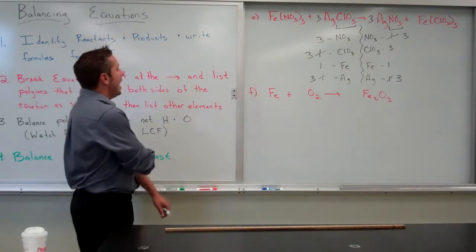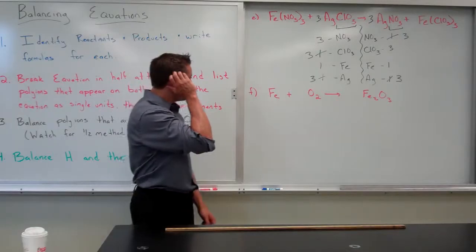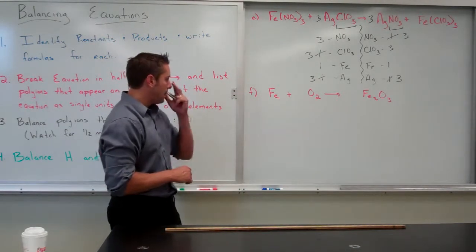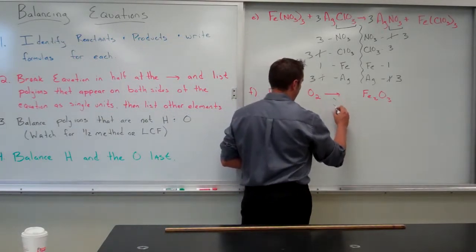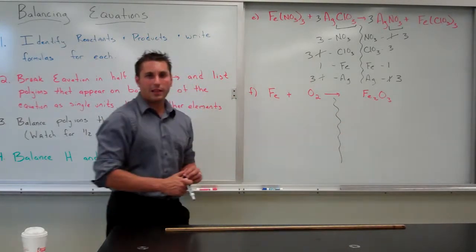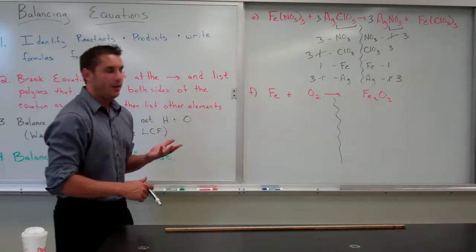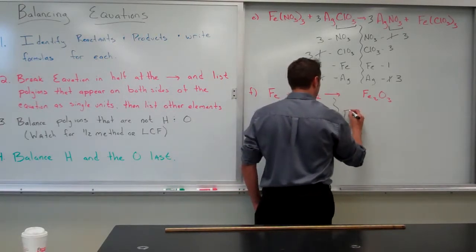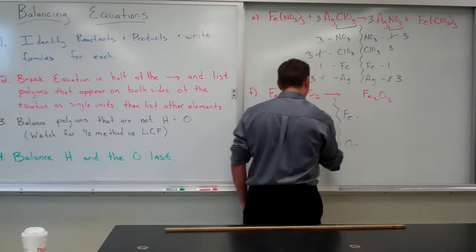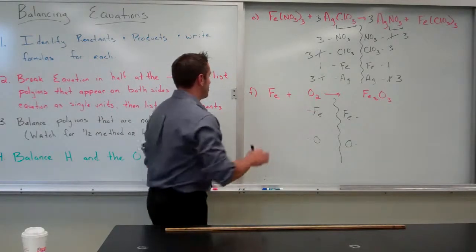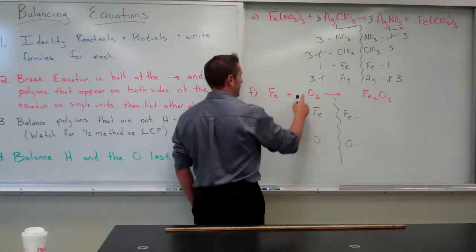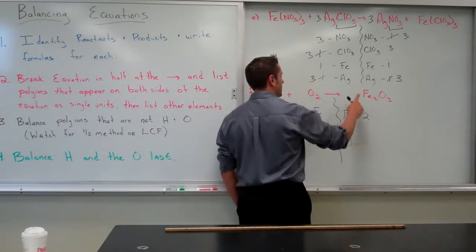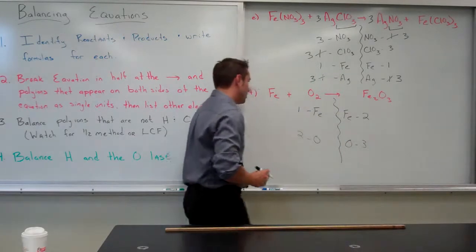Last but not least, Fe plus O2 yields Fe2O3. Step 1 says list formulas for each of those. We have done that. Step 2 says break it in half, down the middle, list polyions that appear on both sides. There are none. So now I list my elements. Fe and O, Fe and O. And now we count how many of each there are. 1 times 1 is 1 Fe, 1 times 2, 2 Os. 1 times 2 Fe's is 2 Fe's, 1 times 3 O's, 3 O's.